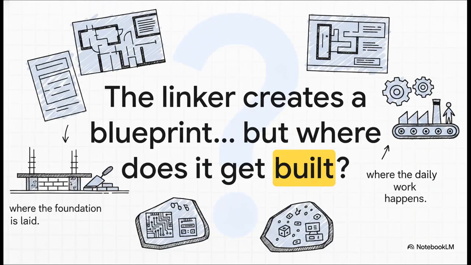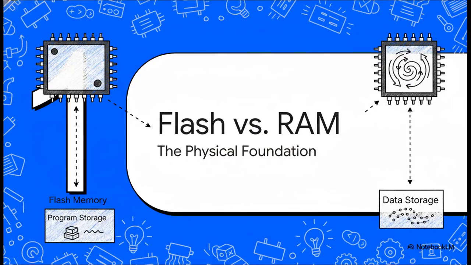So that brings us to the big question for today. The linker makes all these plans, right? It says where the code goes, where the data goes. But where do these sections physically live? Where's the foundation poured, and where does all the day-to-day work happen? To answer that, we first need to understand the two fundamental building materials we have to work with. And those two materials are flash memory and RAM. These are the actual physical chips on your microcontroller that give your program a place to exist.